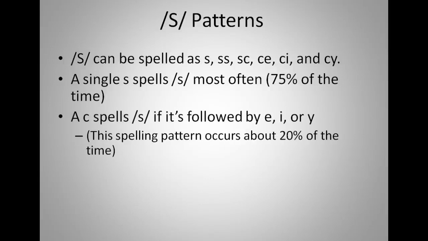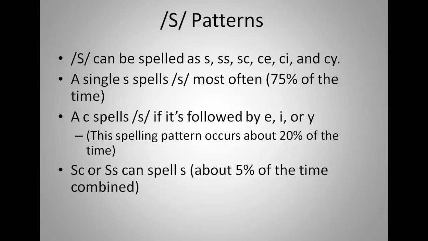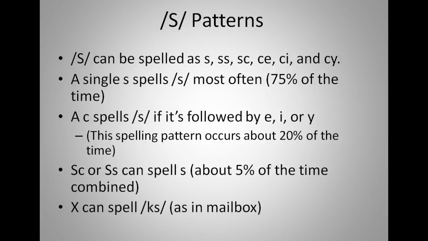A C spells S if it's followed by E, I, or Y, and this pattern occurs about 20% of the time. SC or SS spell S about 5% of the time, and that's put together. And if we're trying to make the K sound, we spell that with the letter X.